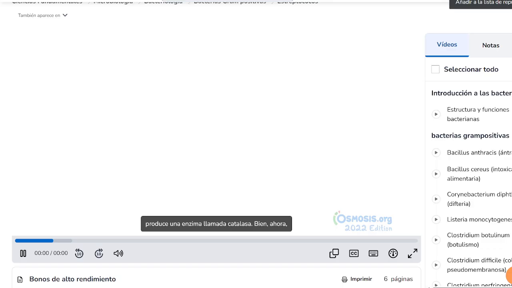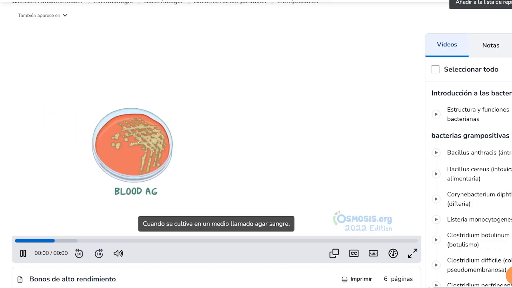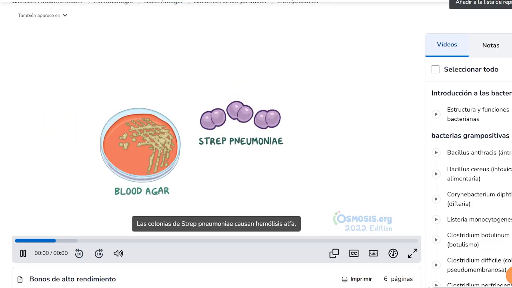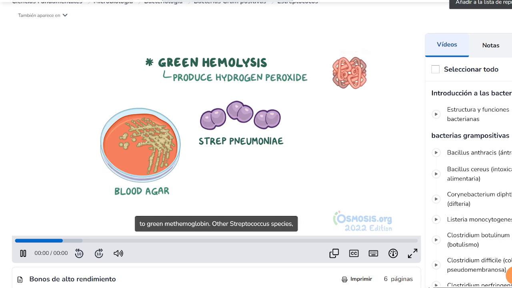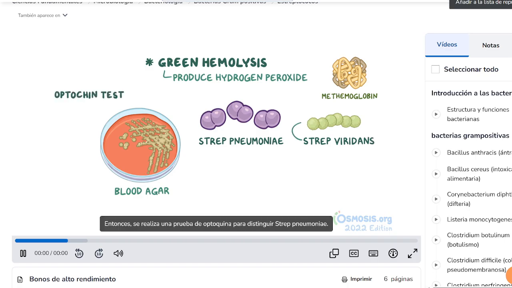Okay, now, when cultivated on a medium called blood agar, strep pneumoniae colonies cause alpha hemolysis, also called green hemolysis, because they produce hydrogen peroxide, which partially oxidizes the initially red hemoglobin in the blood agar to create green methemoglobin. Other Streptococcus species, like strep viridans, are also alpha hemolytic, so an optochin test is done to distinguish strep pneumoniae.